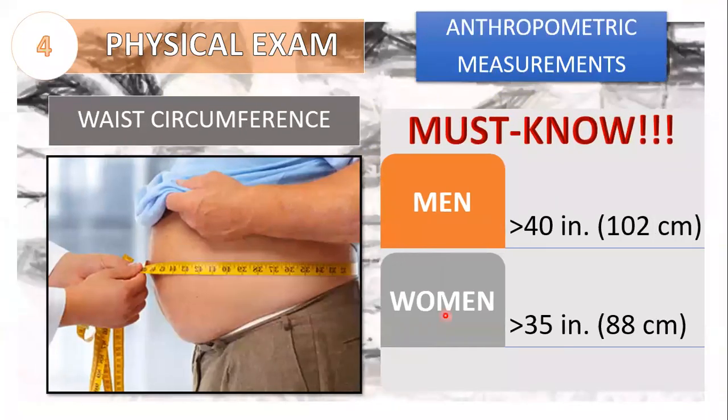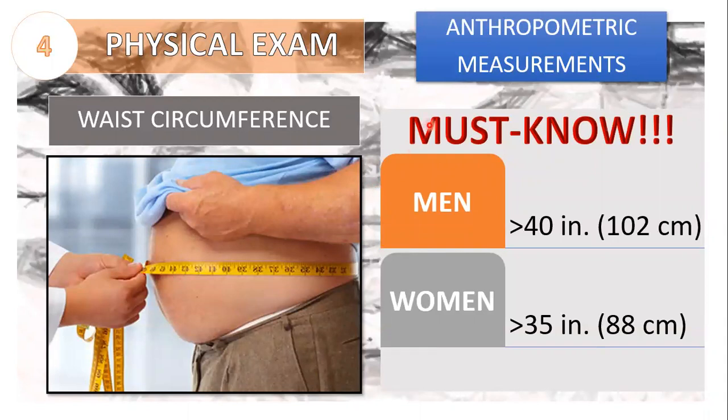We now go to the anthropometric measurements. First is the waist circumference. The proper way of taking the waist circumference is at the level of the navel or umbilicus. It should be taken while the patient is standing, relaxed, and in exhalation.